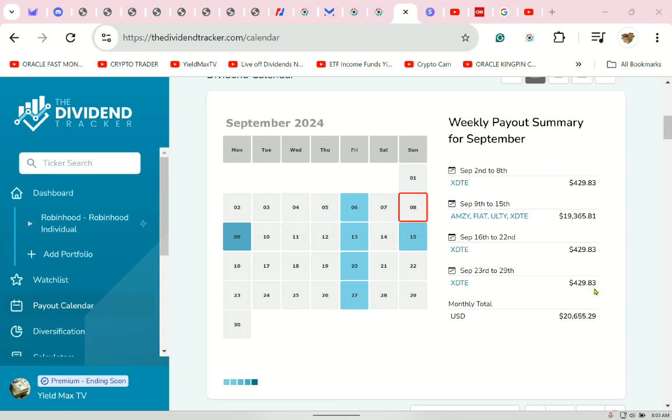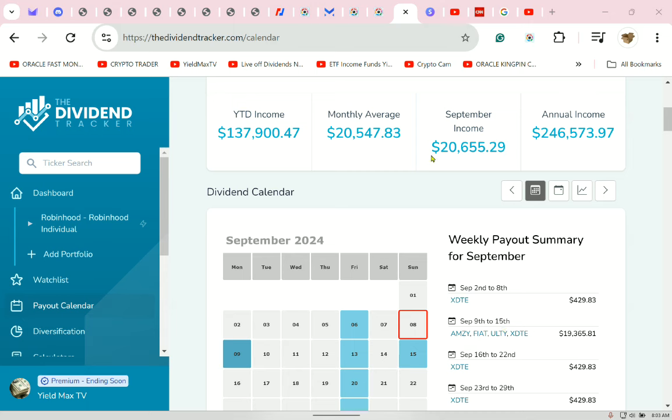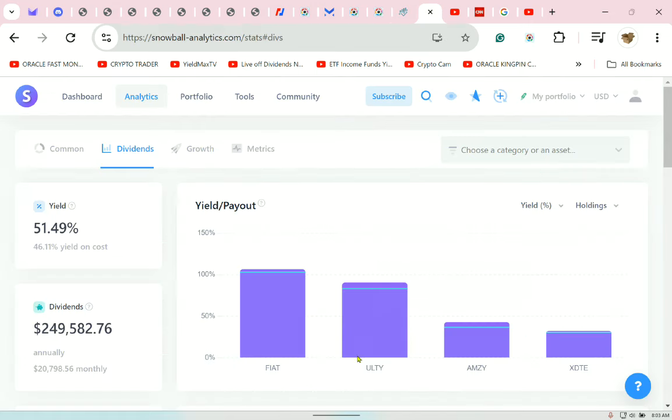429, 429, 429, 429 is gonna be XDTE Roundhill. I'd like to bring that up. I only have $70,000 in Roundhill now, but I have dry powder. Okay, and then on 2 weeks of the month, they have Ulti mixed in here. I'm going to get a big payment. They don't even have this right. Fiat's not even here. Okay, but these things all suck so bad. Okay, this one shows fiat, right?